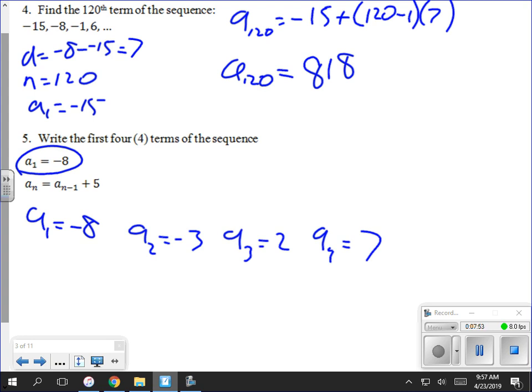So how do I get to the next one? I add 5. How do I get to the next one? I add 5. So you add 5 each time. Because that's what the rule says, to add 5 each time. And yes, restating the first number is part of your answer.